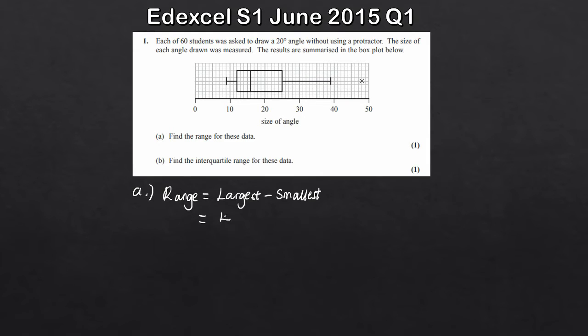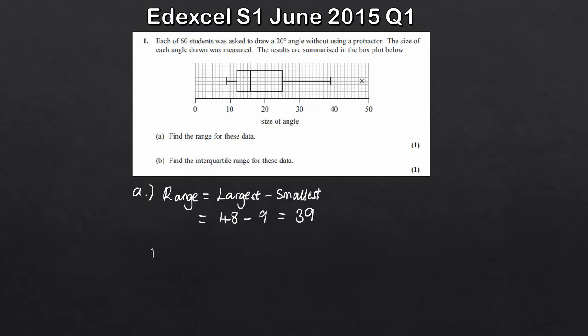So my largest is 48, minus the smallest, so your smallest here is this last point. If that's 10, that's got to be 9. So 48 minus 9, working that out, we get the range being 39. So that's not too bad there.